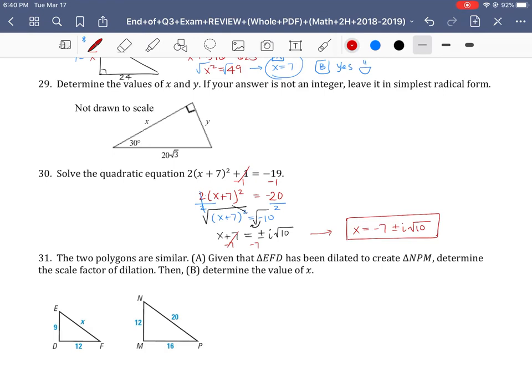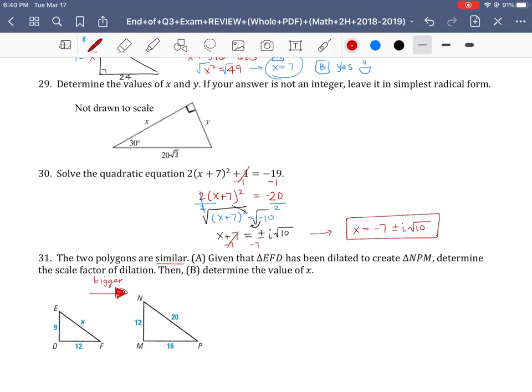Number 31 is related to dilation. So we recently spent a lot of time with these. This says that 2 polygons are similar, so it tells us up front. And it tells us that EFD, so this first one, has been dilated to create the second one. So right off, before I even do anything, I'm going to draw a little arrow so I remember which direction it's going. And notice it's getting bigger. So when I find my scale factor, that scale factor needs to be a value greater than 1. If it's not, I need to check.